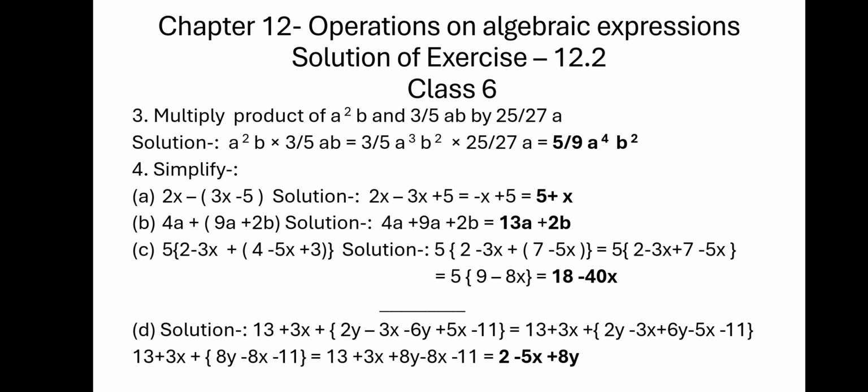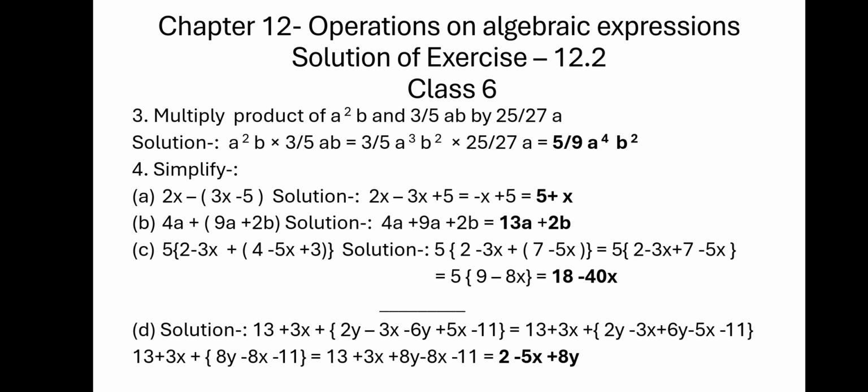And then we have to solve the curly bracket, which will give you 2 plus 7 is 9 and negative 3x plus negative 5x, that is negative 8x. So 5 multiplied by 9 is actually 45. I wrote it wrong. And 45 minus 40x. Please change it. That multiplication was wrong. Please change it. 45 minus 40x.